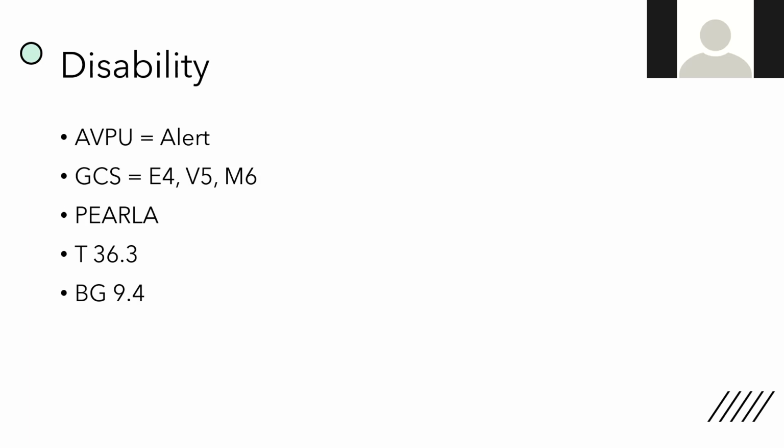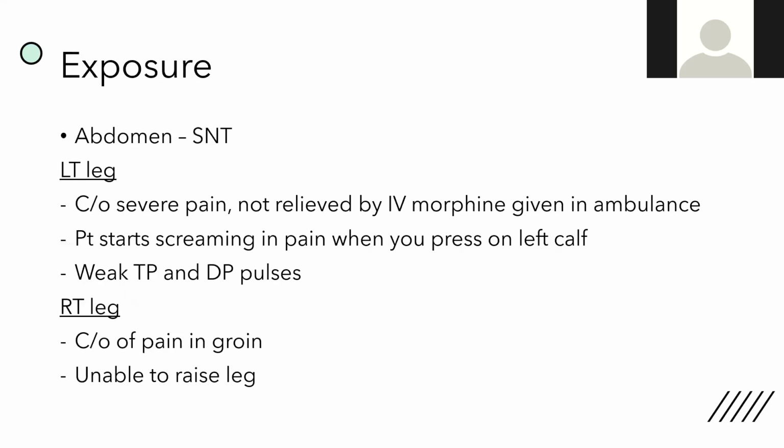So when you assess disability, you find out that the patient is alert. The GCS is E4V5M6, which means that they open their eyes as soon as you walked into the room. They're talking to you, they're telling you they're in a lot of pain, and they're able to move their limbs as much as they can. So they're following instructions, that's fine. The pupils are equal and reactive to light and accommodation, which is normal. And the temperature is normal, the blood glucose is normal. So you can proceed to exposure now.